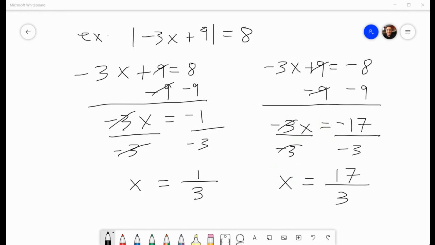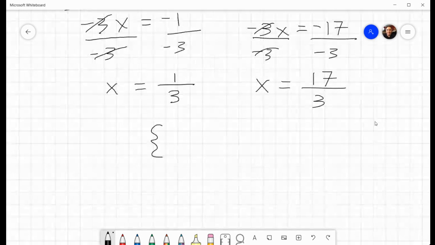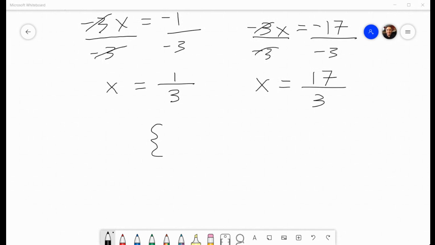And again, if you want to put them in that curly bracket notation, but wait, they can't see that. Right? We get a third, comma, 17 over 3. And again, it doesn't matter what order you list them in. So I could have written 17 over 3, comma, 1 over 3. With the curly braces, it doesn't matter.